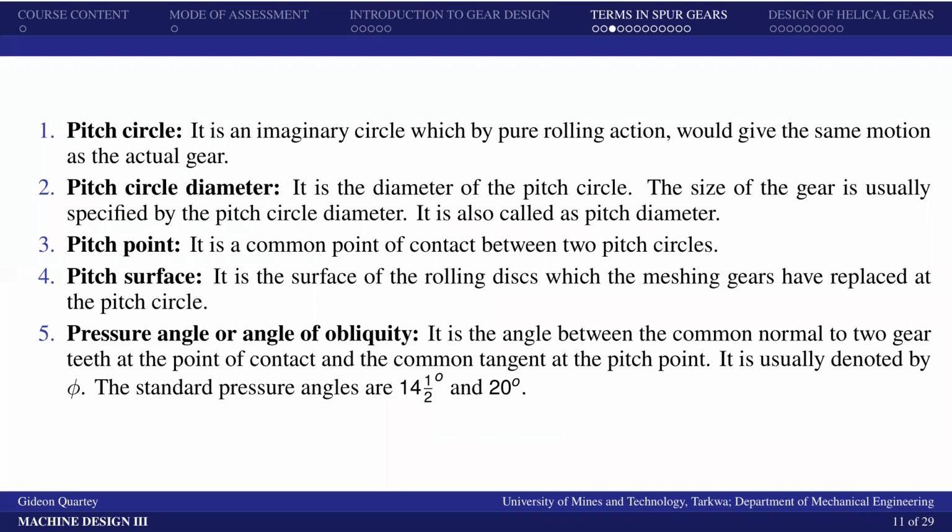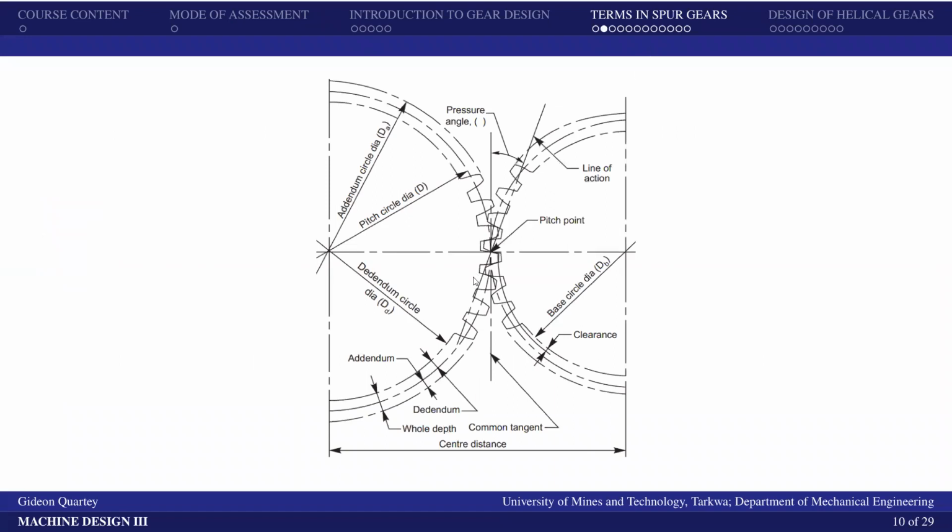So that is the pitch circle. We have the pitch circle diameter, which of course is the diameter for the pitch circle. And we have the pitch point. It is the common point of contact between two pitch circles. So that's the pitch point. And I believe you identified that when I was showing us here. This is the pitch point there.